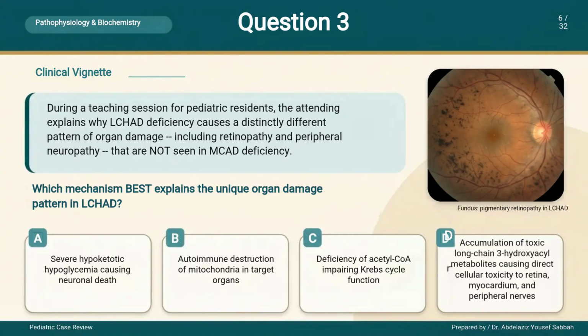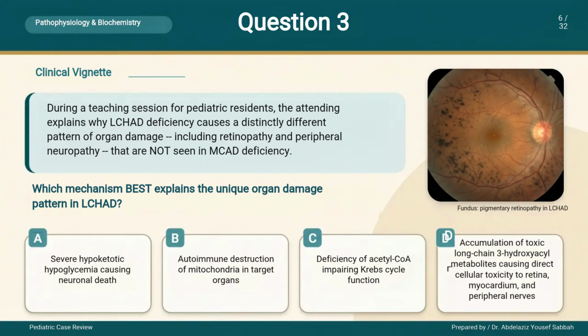Question 3. During a teaching session for pediatric residents, the attending explains why LCHAD deficiency causes a distinctly different pattern of organ damage, including retinopathy and peripheral neuropathy, that are not seen in medium-chain acyl-coenzyme A dehydrogenase deficiency. Which mechanism best explains the unique organ damage pattern in LCHAD?